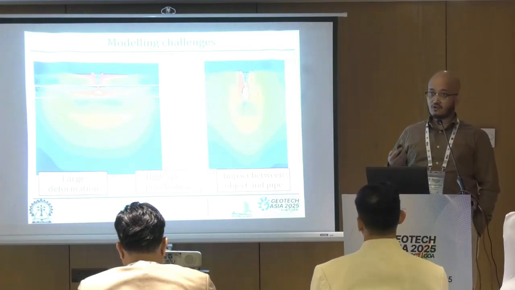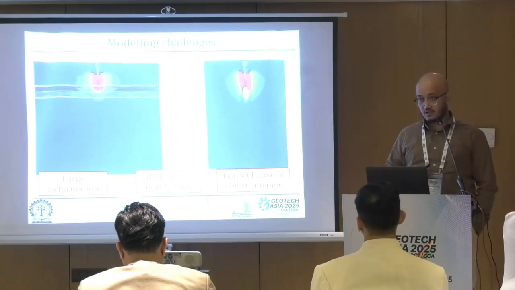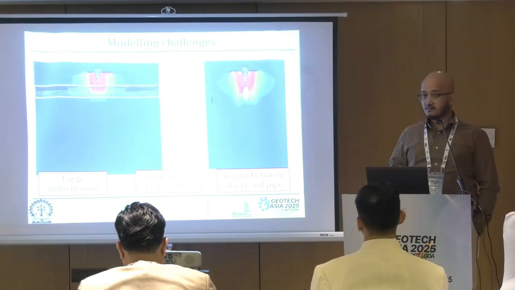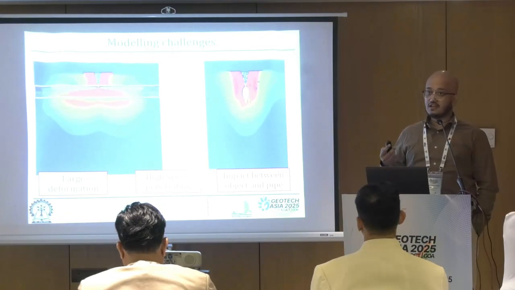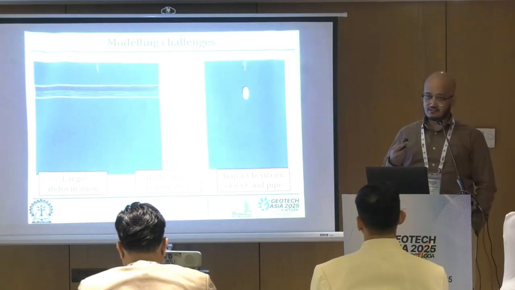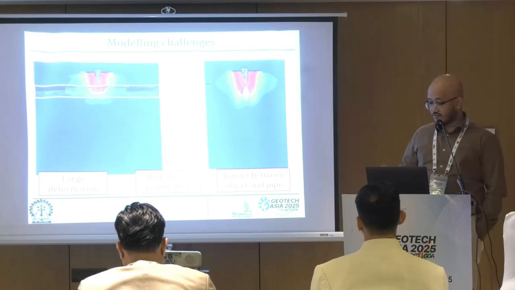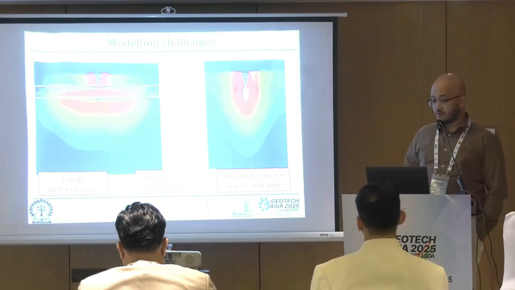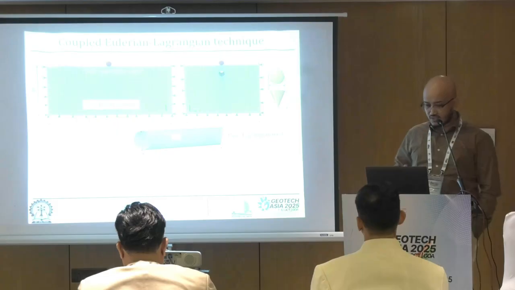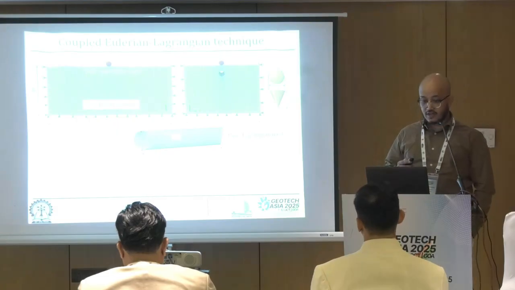Obviously the distortion of meshes needs to be taken into account. It's a high-speed penetration problem, so aspects of inertial resistances and others need to be taken into account, and after that the impact also needs to be accurately simulated. For that case, we try to use the coupled Eulerian Lagrangian technique.